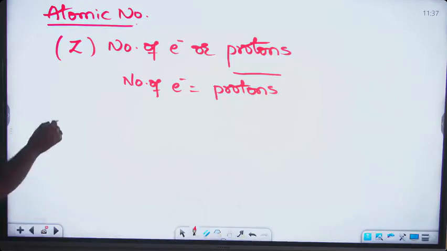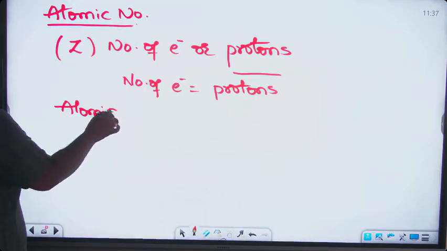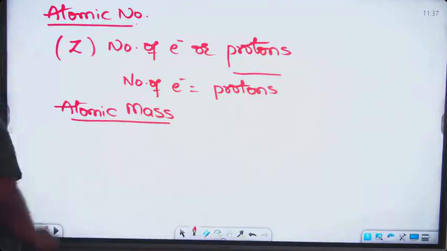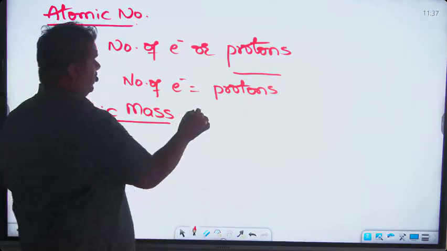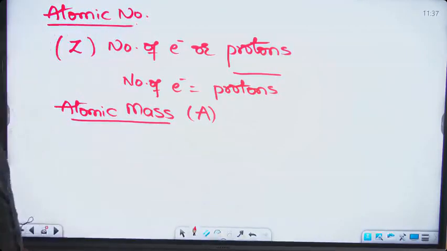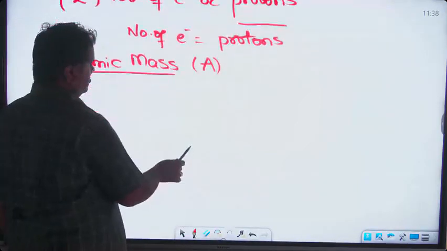Then you talk about atomic mass. The symbol for atomic mass, capital letter A. Atomic mass symbol ఏంటి అన్నప్పుడు capital letter A అని అంటాం. The symbol for atomic mass is capital letter A.